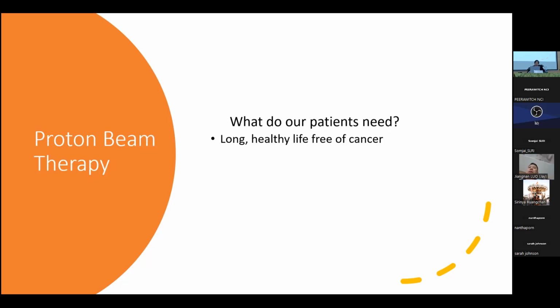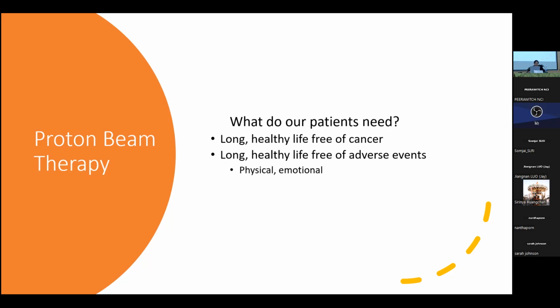So what do the patients need in general? As kind of mentioned before, we want a long, healthy life free of cancer. That's where we want to get to. But you also want the long, healthy life free of adverse events. So if you kill the tumor but leave the patient in a very bad state and their quality of life isn't so good, that's not necessarily the best thing. And there are physical and emotional things to be considered above, and also the financial aspects. If it's very expensive, well, that leaves a big burden on the patients.